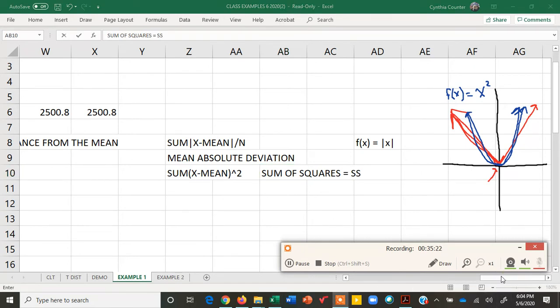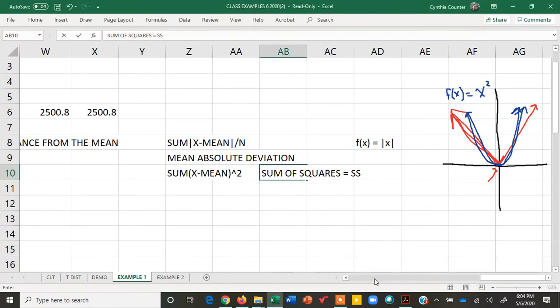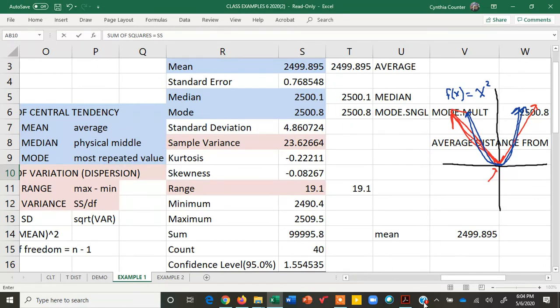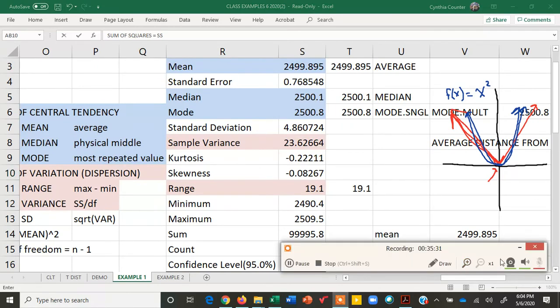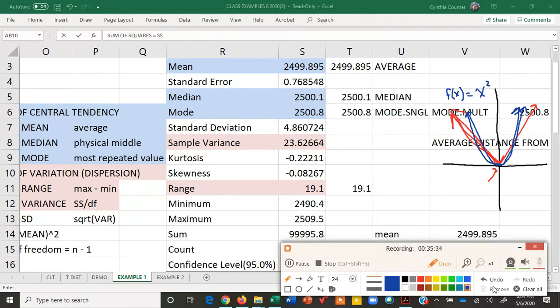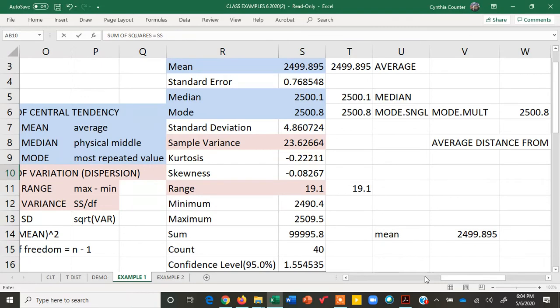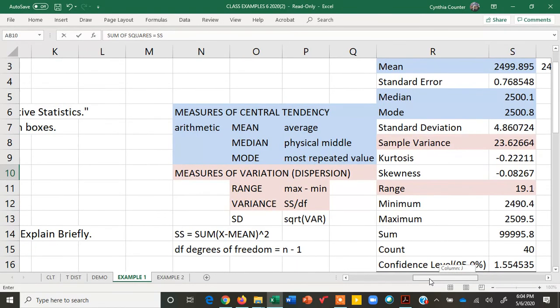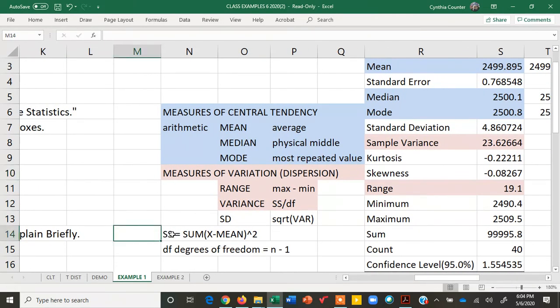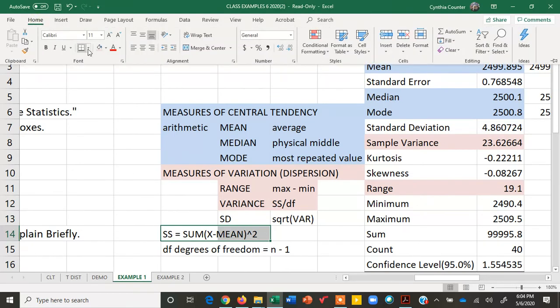So if I come back over here, let's get rid of this. I always forget, let us clear all that little graph. Okay, so if I come back to the notes I've written over here, right down here, the sum of squares. So the sum of squares, SS, is the sum of x minus the mean, squared. So that's the sum of squares.